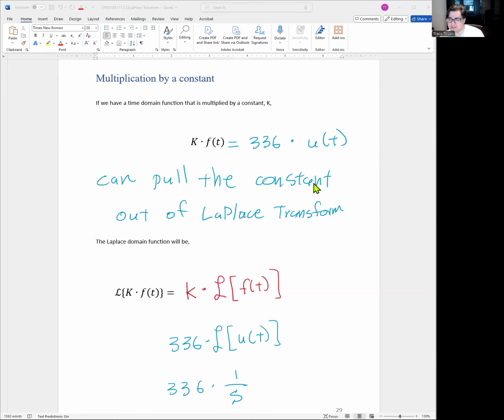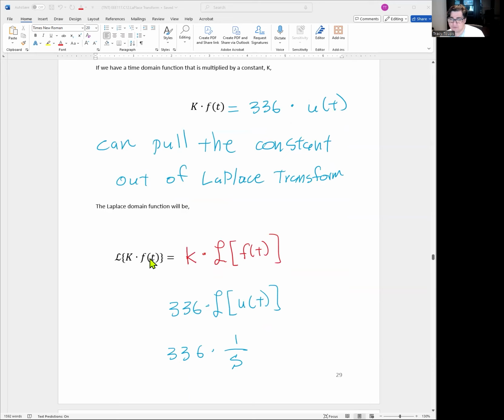You can always pull constants out of Laplace transforms because it's an integral. So the formal definition is the Laplace transform of k times any time function, where constant k can come out of the Laplace transform. So this will be 336 times the Laplace transform of u of t, and we know that's 1 over s. So this is a formal proof that you can take constants out.